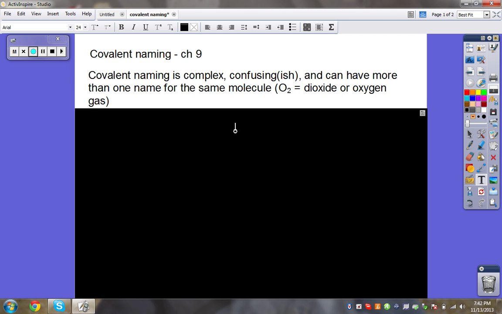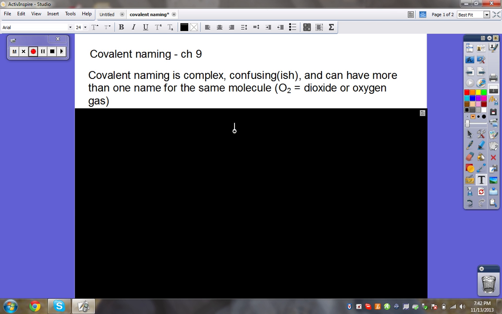So covalent naming is actually a pretty complex thing. It can be a little confusing because you can have more than one name for the same molecule. So O2, a diatomic gas, can either be called dioxide or oxygen gas.